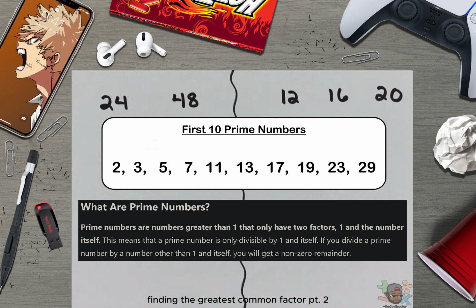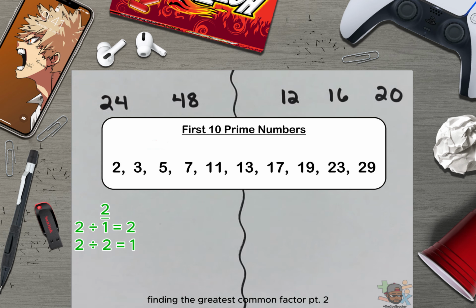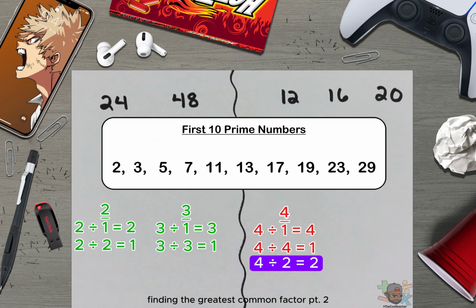Now, I have the first 10 prime numbers listed here, and a prime number is a number that's only divisible by 1 and itself. So take 2 for example. I can divide 2 by 1 and 2. Take 3 for example. I can divide 3 by 1 and 3. But you can see 4 is not up there, and that's because 4 is not a prime number because I can divide 4 by 1, I can divide it by 4, but I can also divide it by 2. Remember, it only has to be divisible by 1 and itself. Quick crash course on prime numbers.